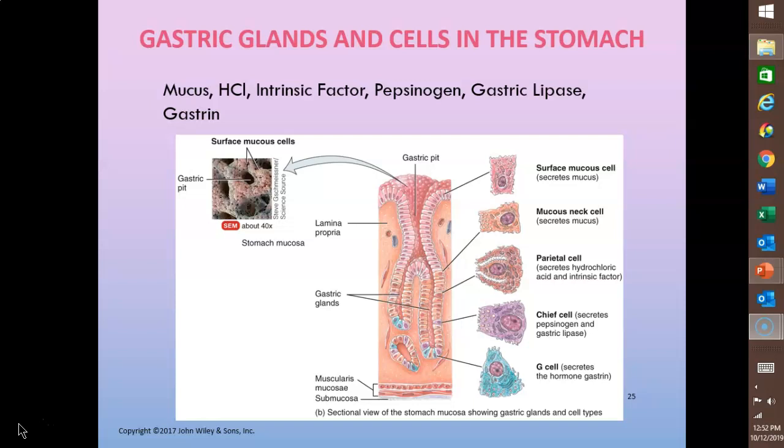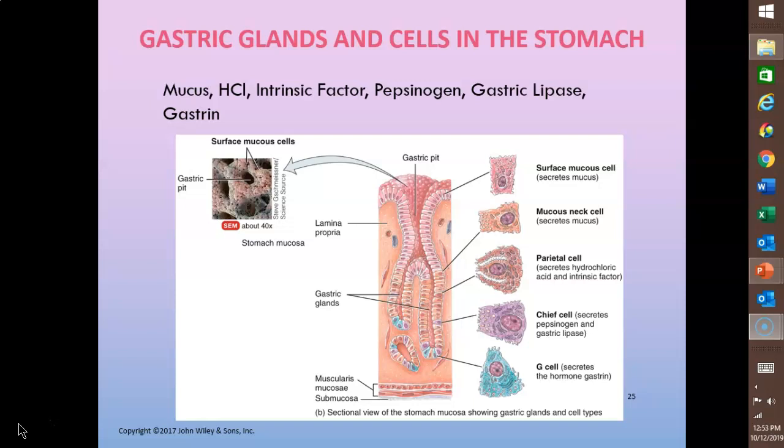So the parietal cells are going to secrete intrinsic factor that you should have learned about when you learned about blood cells and learned about anemias. So intrinsic factor is needed for us to be able to absorb vitamin B12 across the walls of the intestine, because that B12 is used for erythropoiesis. The parietal cells are also going to secrete hydrochloric acid.